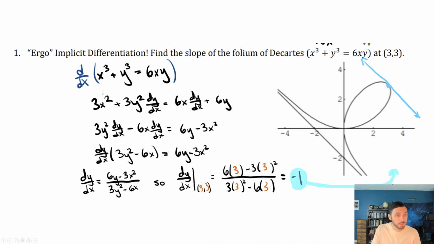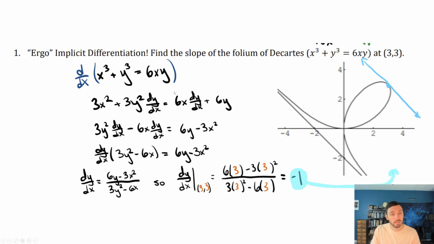Derivative of x cubed is 3x squared. Derivative of y cubed is 3y squared, but remember y is a function of x, so times dy/dx. And this is a little tricky. It's a little hard to see that this is actually a product rule right here. This is the quantity 6x times y. So those are 2 different functions, right? If you have a function times a function, that requires product rule.